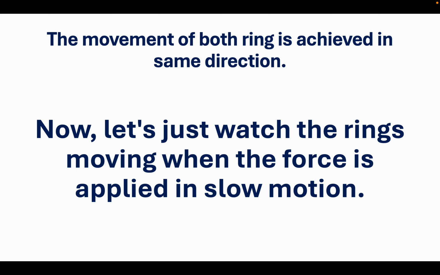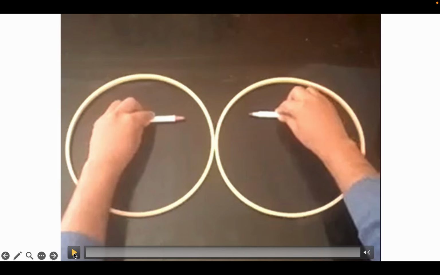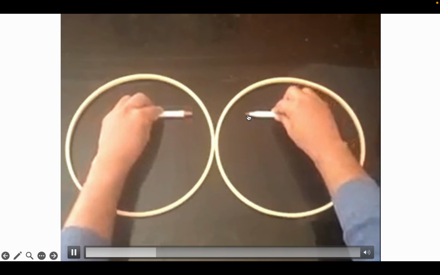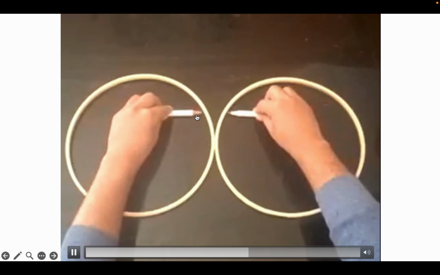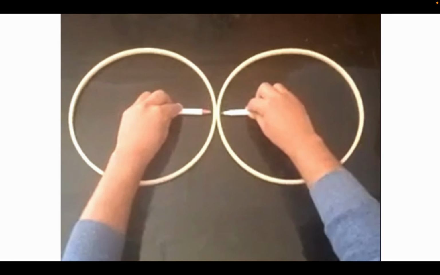Now let's just watch the rings moving when the force is applied in slow motion, and let's see the video in this slow motion. Okay, here there are two points, two pins that push the rings slowly. As the equal and opposite force is applied on the rings, the rings move forward. You can easily view that.